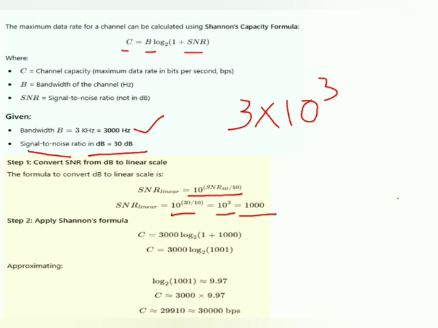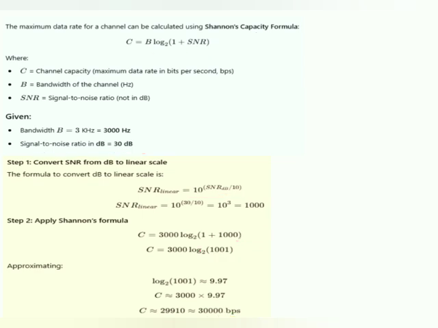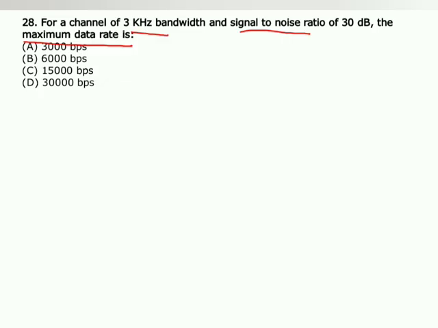Now substitute the values in the given formula. C equals 3000 log base 2 of 1 plus 1000, that is equal to 3000 log base 2 of 1001. If you substitute this, after approximating we get the answer as 30,000 bits per second. The main thing we have to remember is to check whether the given problem is about a noisy channel or a noiseless channel. So the correct option is option D.